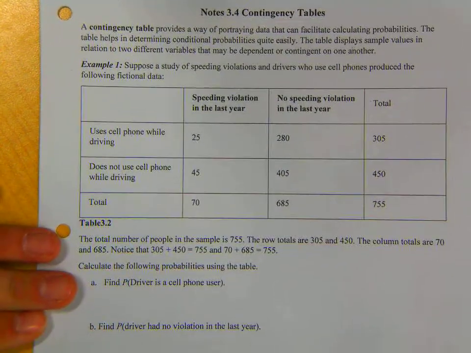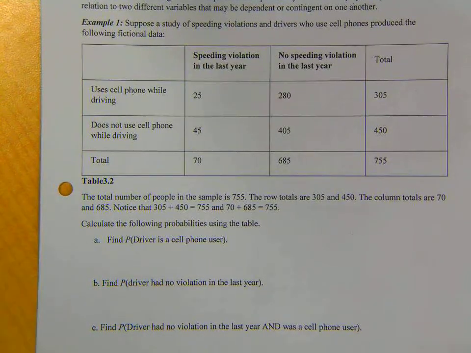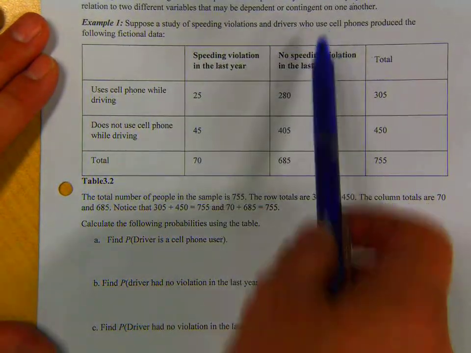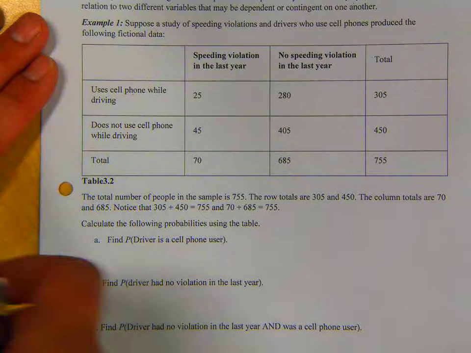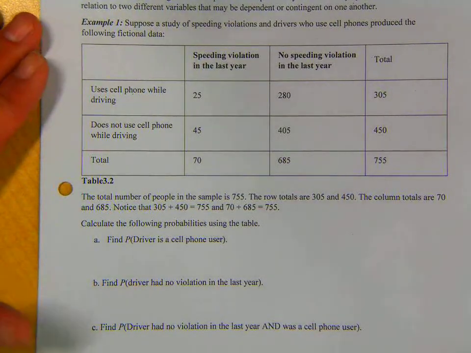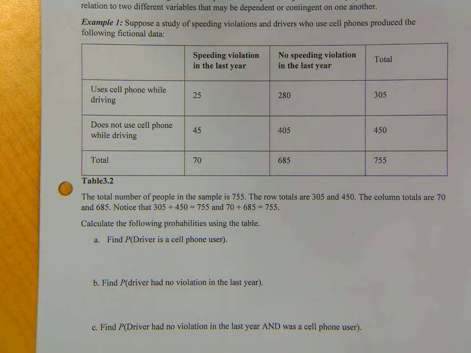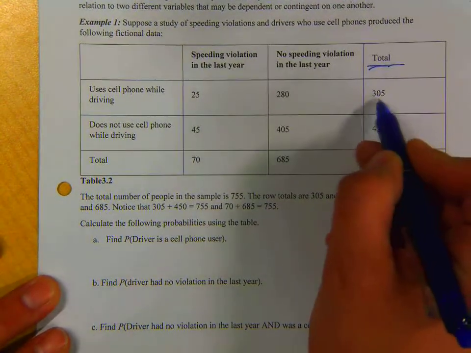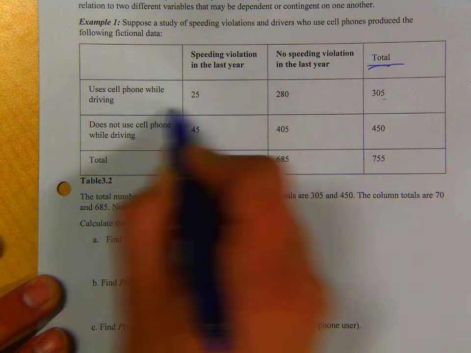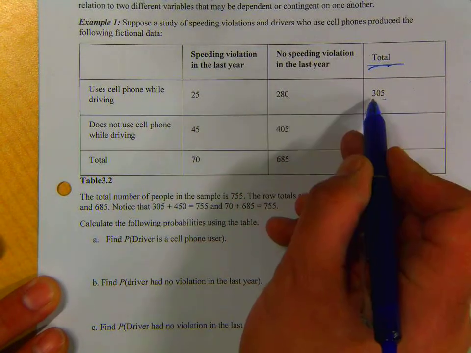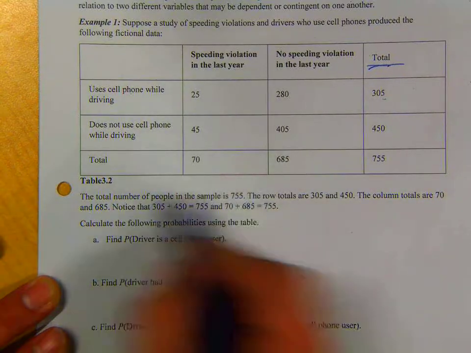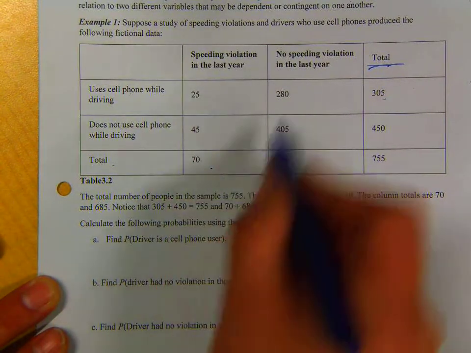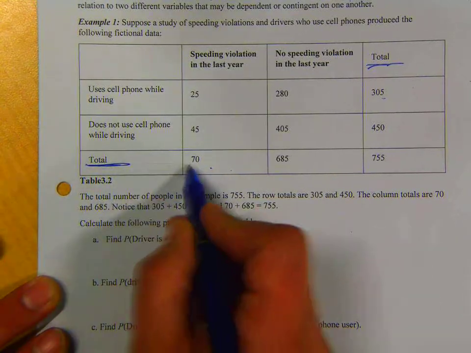We have been working on your homework, and in class we've had a couple of these in the past. This is a contingency table. We have speeding violations in the last year and no speeding violations in the last year, where they were using a cell phone or not using a cell phone. Over here we have the totals. The total of this row is 25 plus 280, which gives 305, and so forth. Here we have the totals of the columns as well.